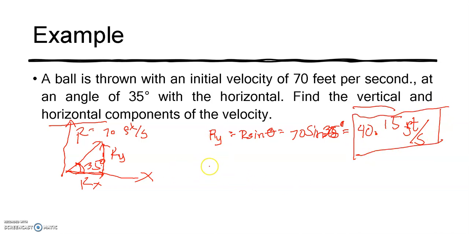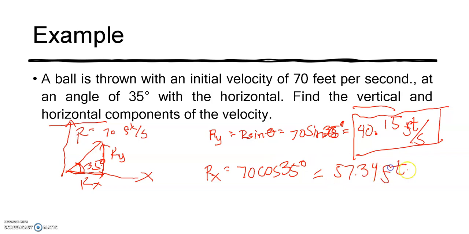Now, to get the x component, Rx is equivalent to 70 cosine of 35 degrees. So the answer is 57.34 feet per second. So that's it. You now have the correct answer. Again, you need to provide the unit to make your answer correct.